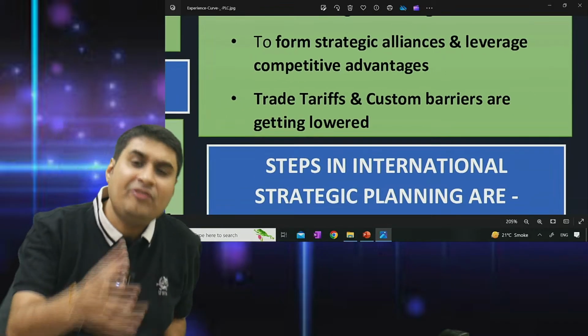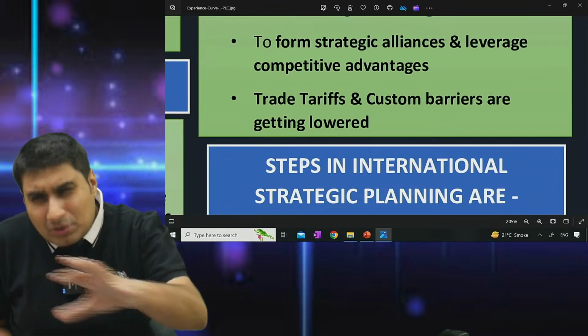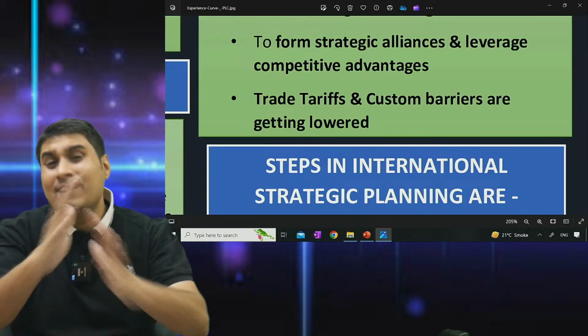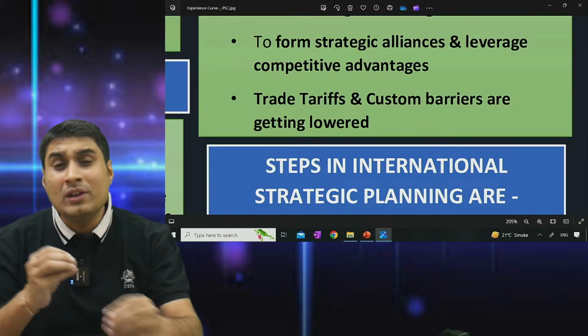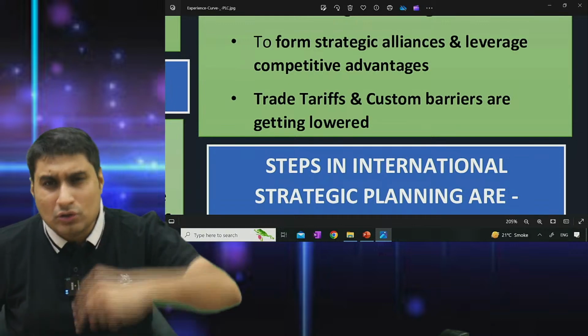Last, trade tariff and custom barriers are lower. Custom duty is not there. Barriers have reduced drastically, due to which doing business is easy. You can anyways do business in the US.